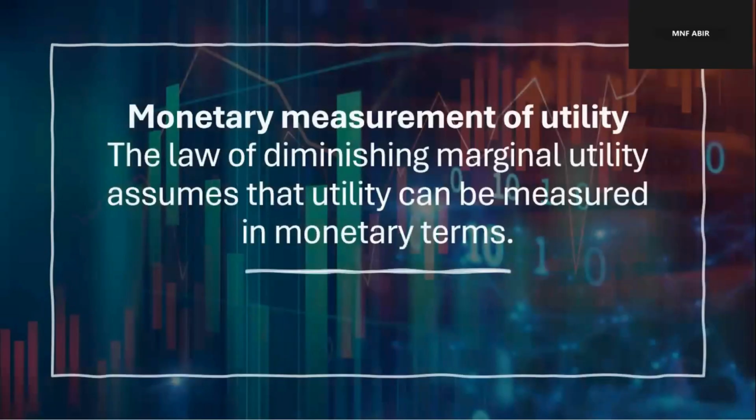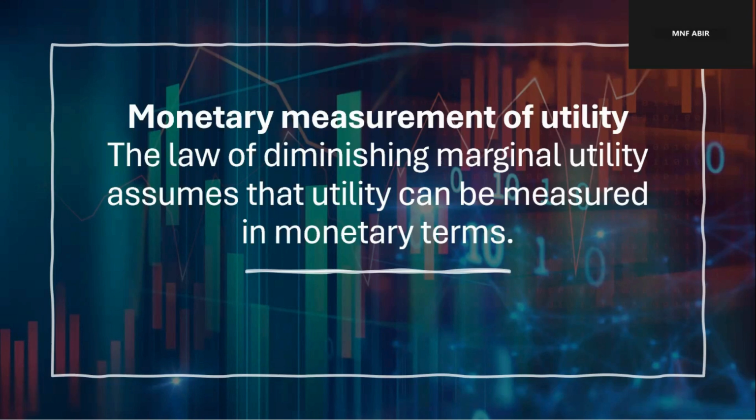Then we have monetary measurement of utility. Utility is a subjective concept. It represents the satisfaction a consumer gets, but early economists tried to measure utility in terms of money because money is the common standard of value. In monetary measurement, utility is expressed as the maximum amount of money a consumer is willing to pay for a commodity. For example, suppose you are willing to pay 100 taka for a concert ticket. So the utility is 100 for you.